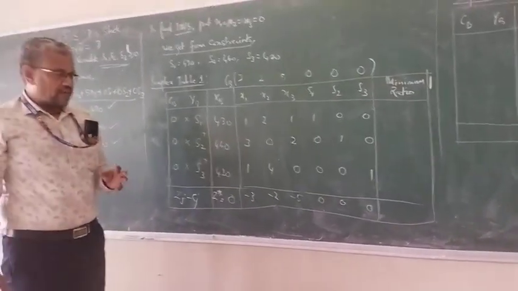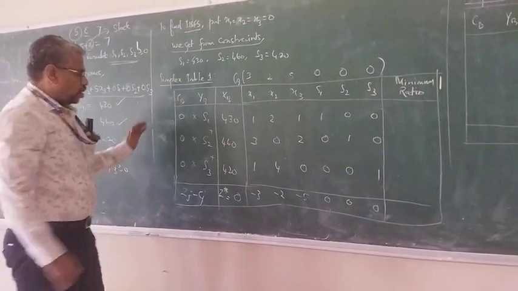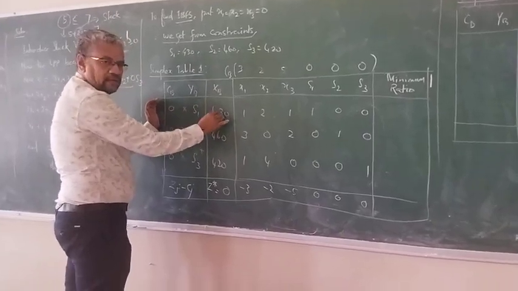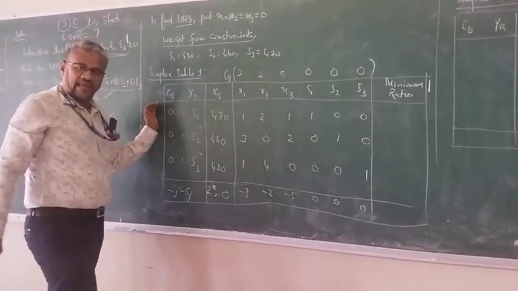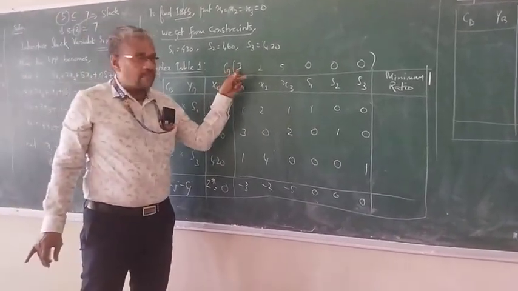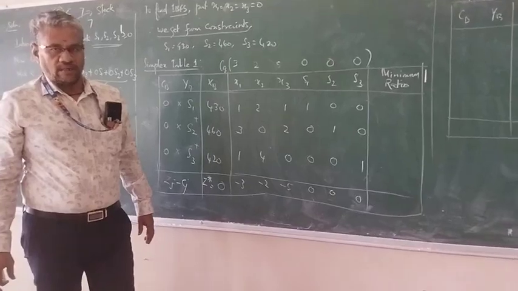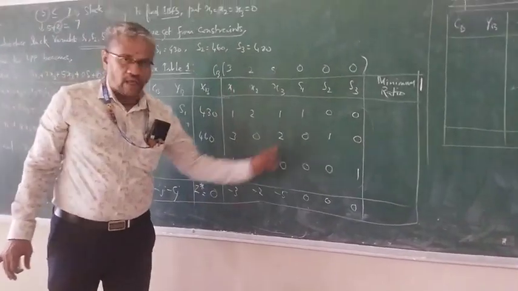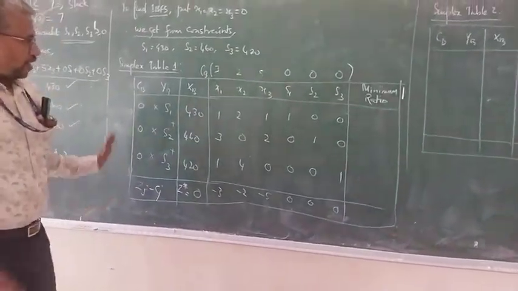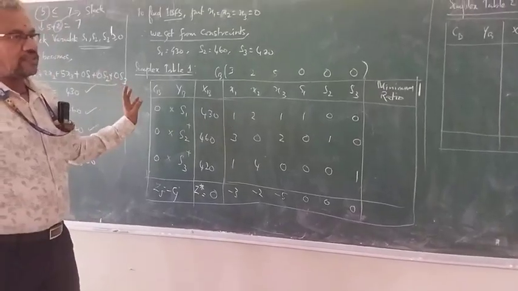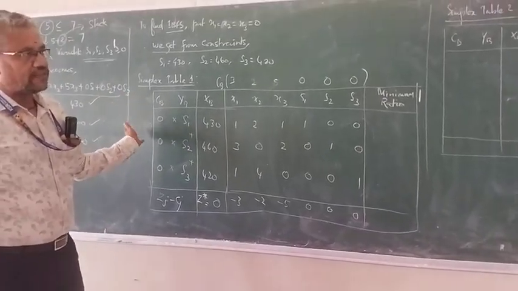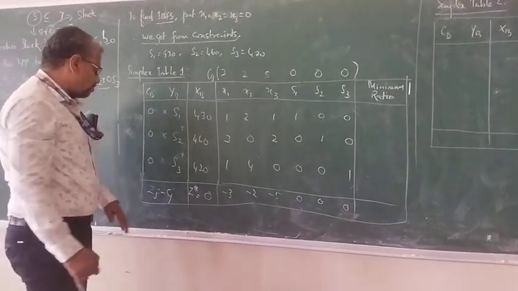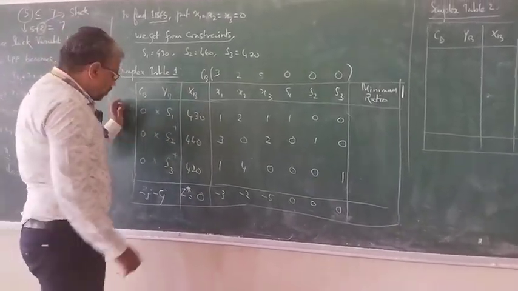So you will be able to understand what I am saying. I repeat once again: you multiply the cost with the corresponding element, then add all the three elements, and finally subtract the corresponding cost. So you get Zj minus Cj for every column. That is why I am telling you the first table is much easier compared with the upcoming tables, because all the values are 0, so when you multiply you get 0 only.